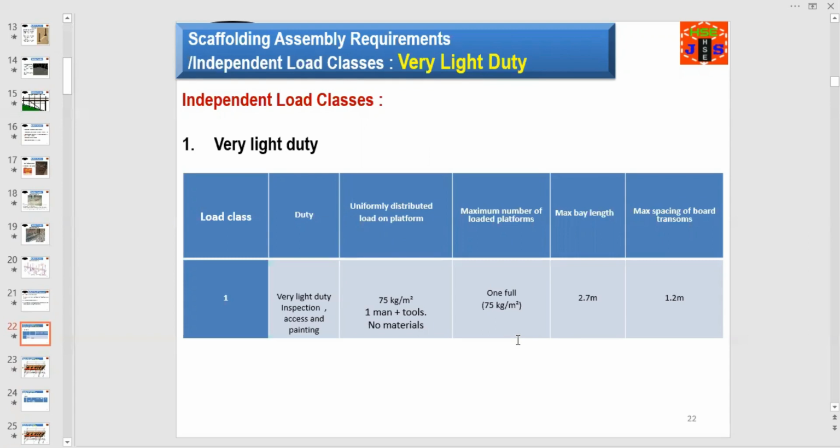Independent load classes, very light duty. Very light duty scaffold is used for light work like inspection, access and painting. Load shall be uniformly distributed on the platform, 75 kg per square meter, one man plus tools, no material on the platform. Maximum number of loaded platforms: one full, 75 kg per square meter. Maximum bay length in the very light duty scaffold, 2.7 meter, and maximum spacing of board transoms shall be 1.2 meter. These are the specifications required to use the scaffold for its intended purpose.